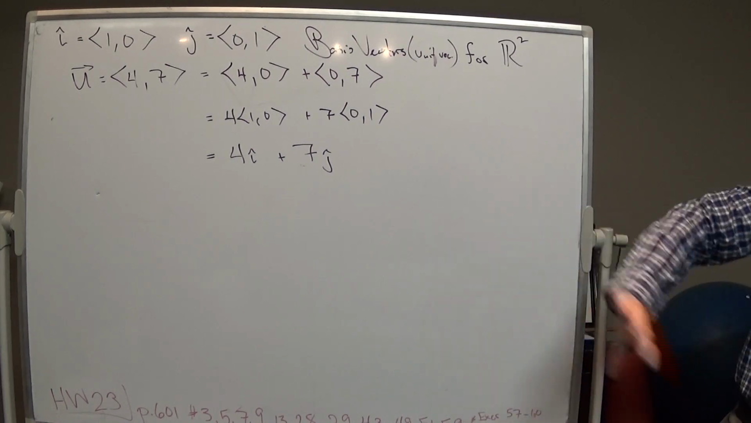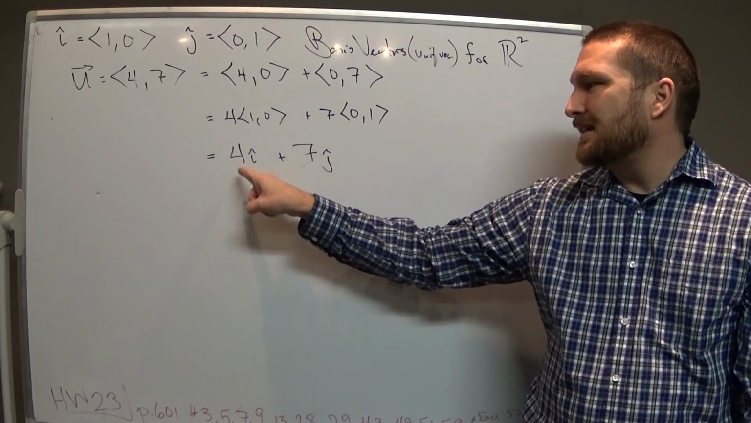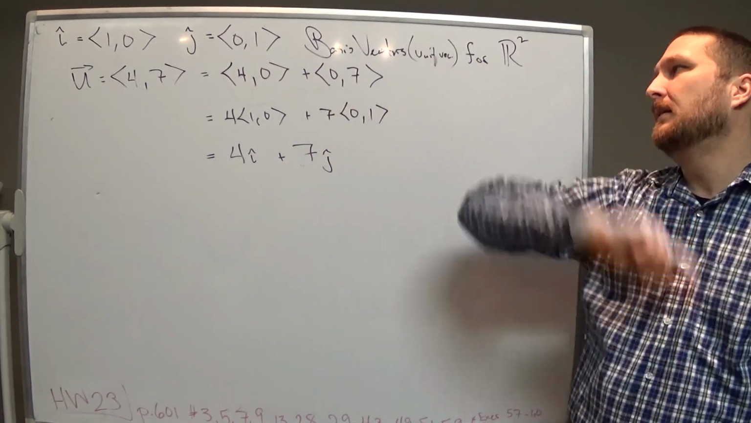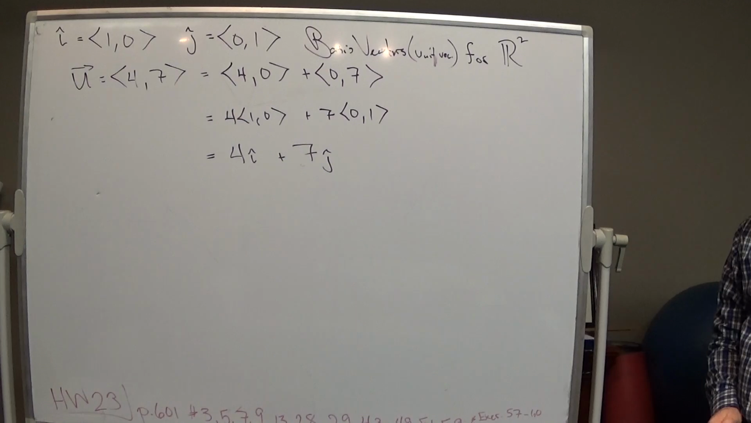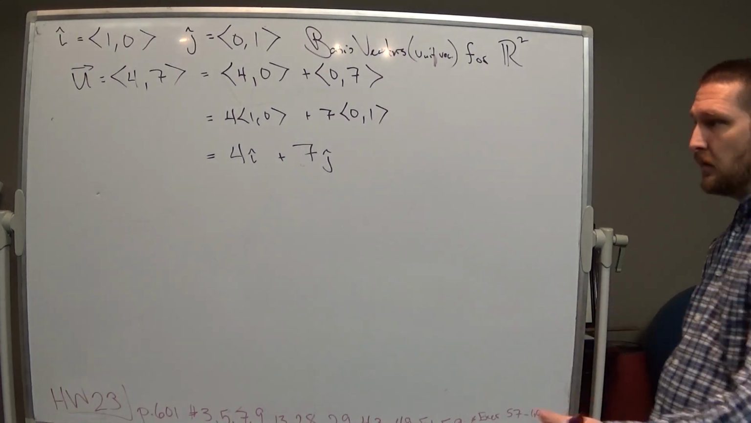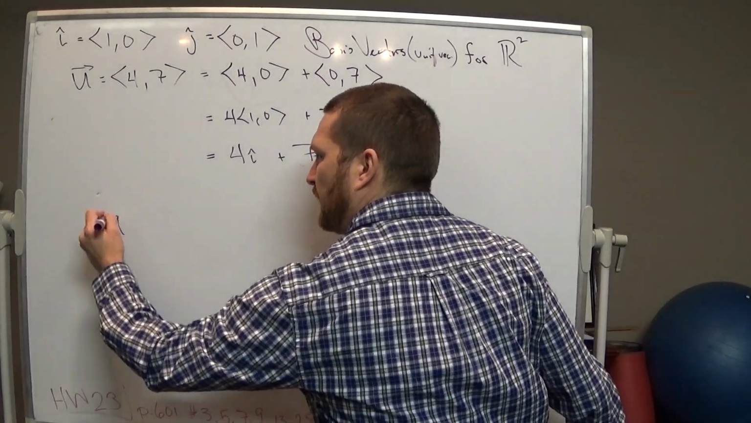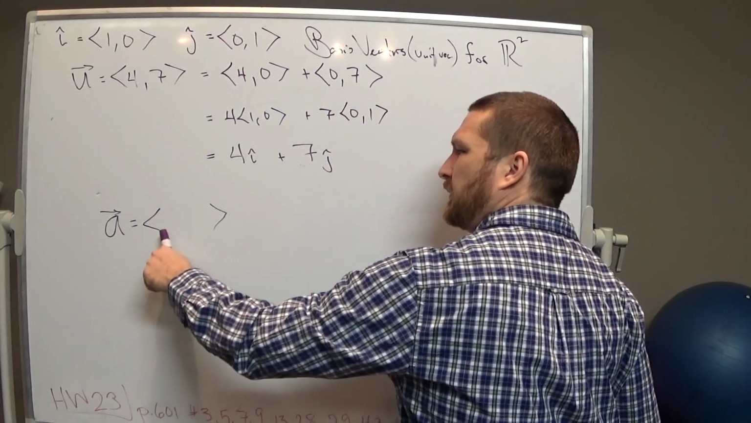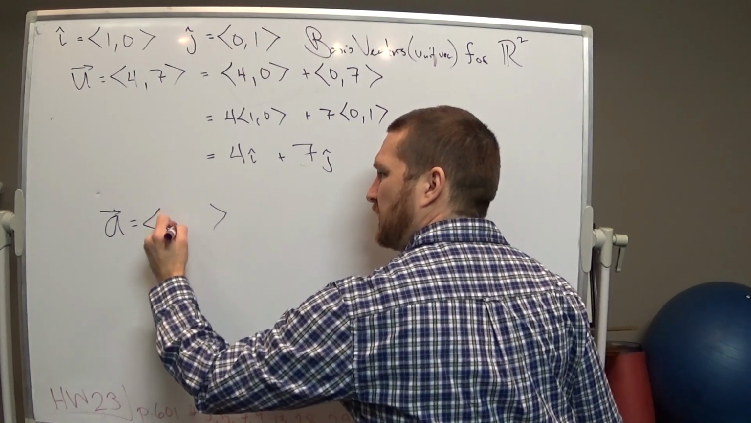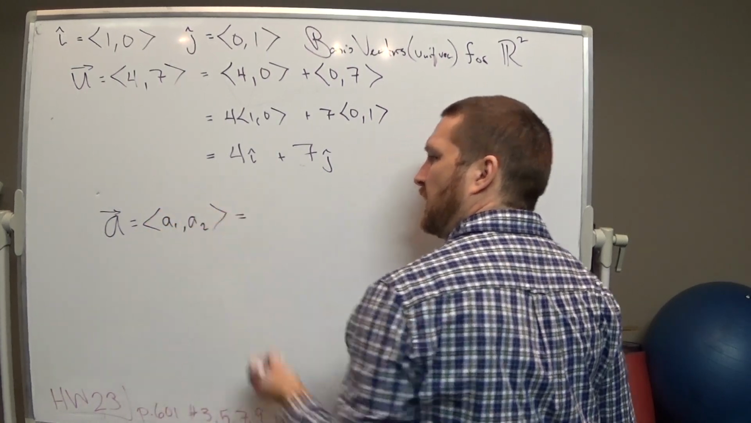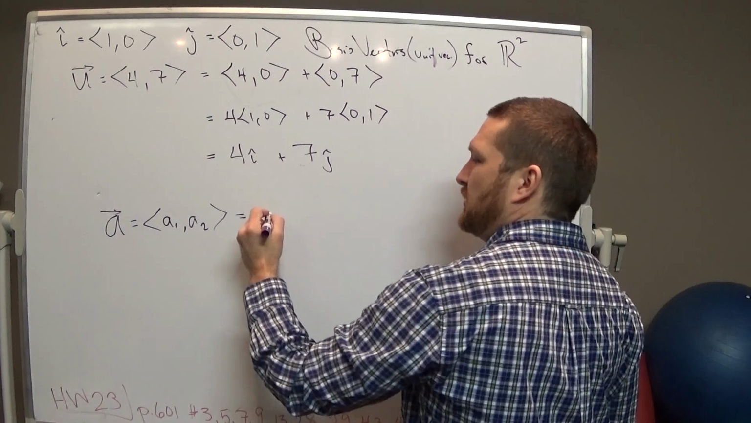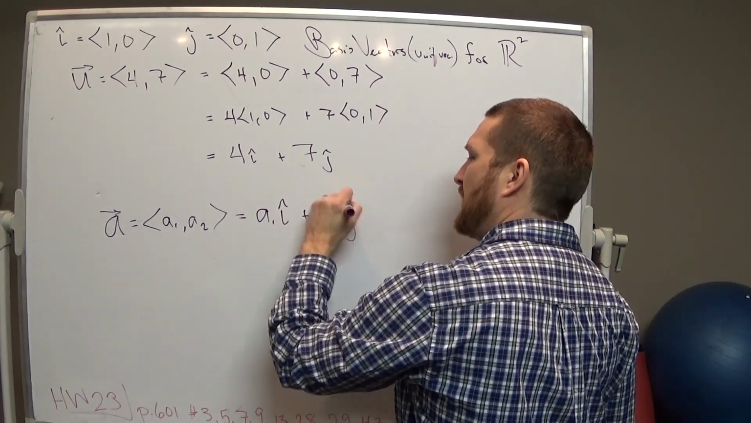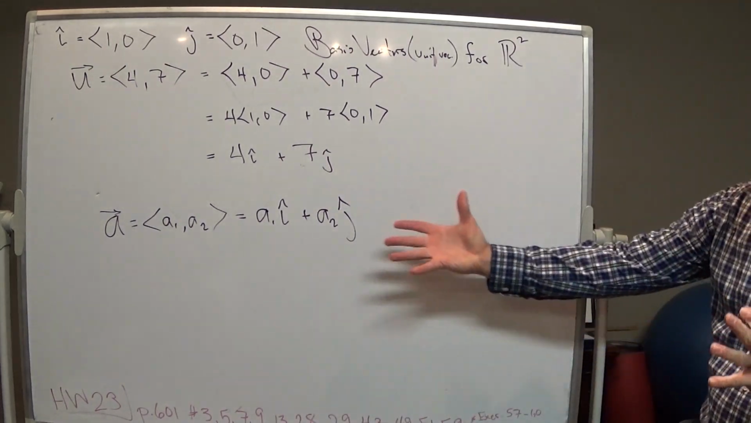So you give me any vector in the world, and I can express it as a linear combination of these two vectors. That is a basis. That's what a basis is. And in general, give me any vector. We've been calling the entries A1 and A2. By the same exact logic, you could just say it's A1 times i-hat plus A2 times j-hat. And that means the exact same thing.